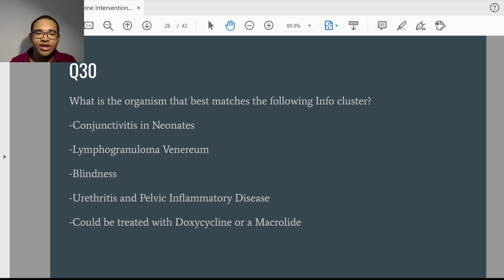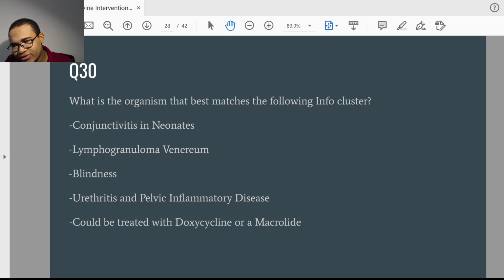Okay. Now, what is the organism that best matches the following info cluster? Conjunctivitis in neonates, lymphogranuloma venereum, blindness, urethritis, and PID. And this bug could be treated with doxycycline or a macrolide. What bug are you thinking about? I would really hope you're thinking about chlamydial species under these circumstances. And for chlamydia, unfortunately, your friends at the MBME expect you to know the different serovars.